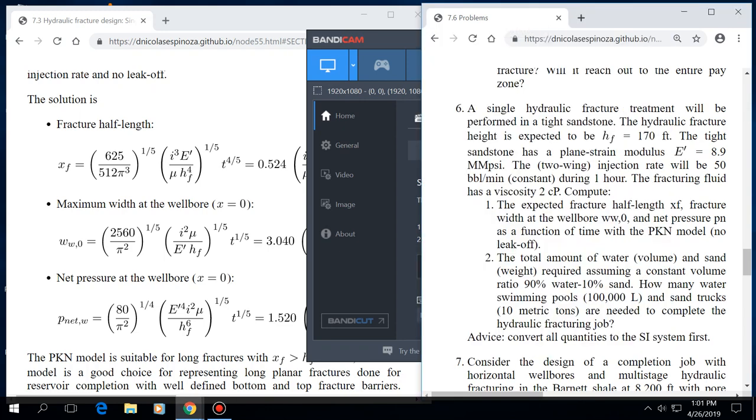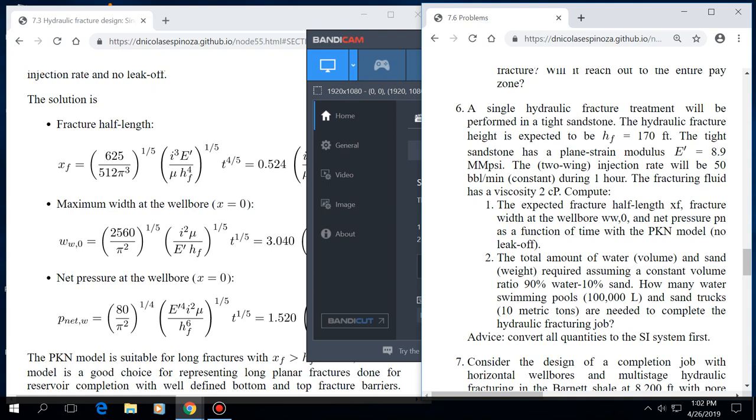Okay, so then we're going to start with problem number six. You have all the data for the PKN model, and what I propose that you do is that you have a column which is time going from 1 minute to 60 minutes, and then you put these three equations in three different columns, so you can compute fracture half length, width, and net pressure as a function of time.